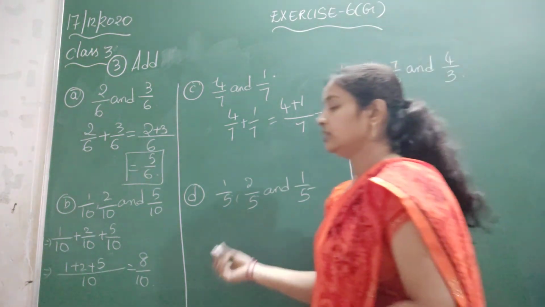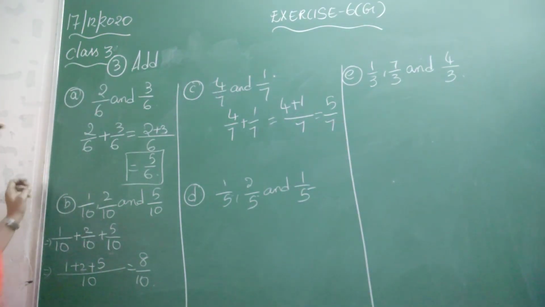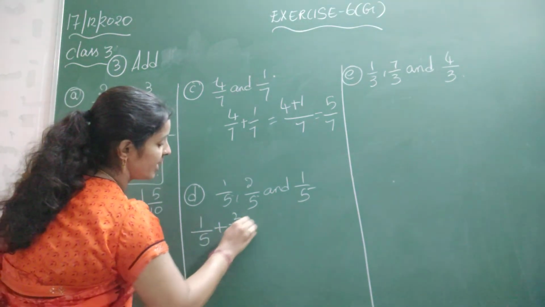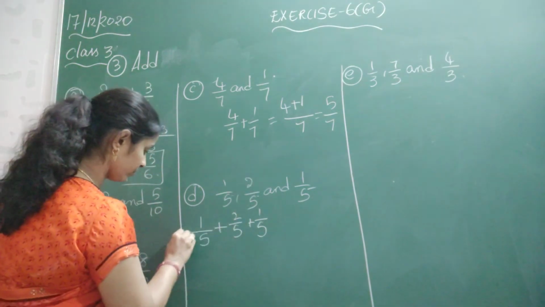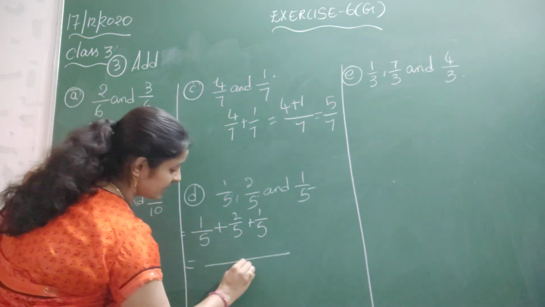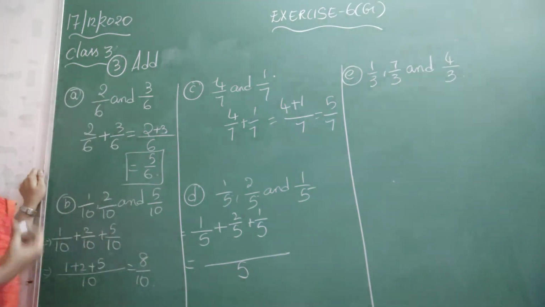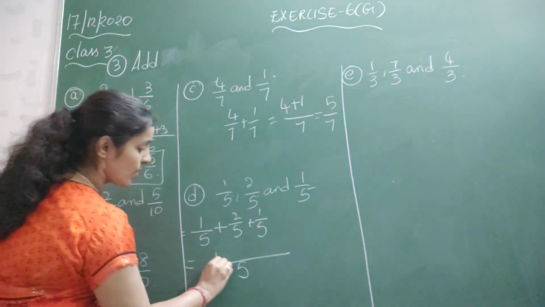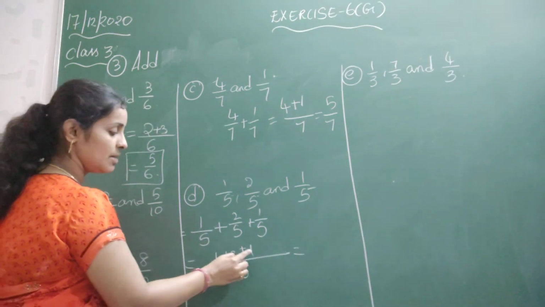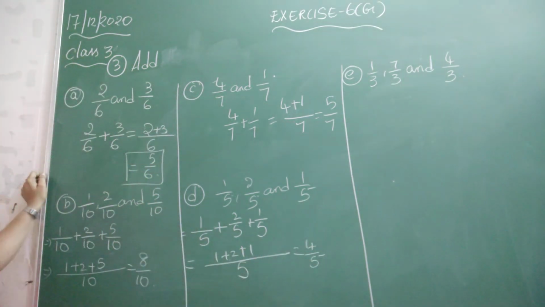Coming to the next question, 1 upon 5 and 2 upon 5 and 1 upon 5. Come on, write down 1 by 5 plus 2 by 5 plus 1 by 5. You have the same denominator. What is that? That is 5. Yes? Now what do I need to do? I need to add the numerator value. It is 1 plus 2 plus 1. 1 plus 2, 3. 3 plus 1, 4. So 4 upon 5 is the required answer.